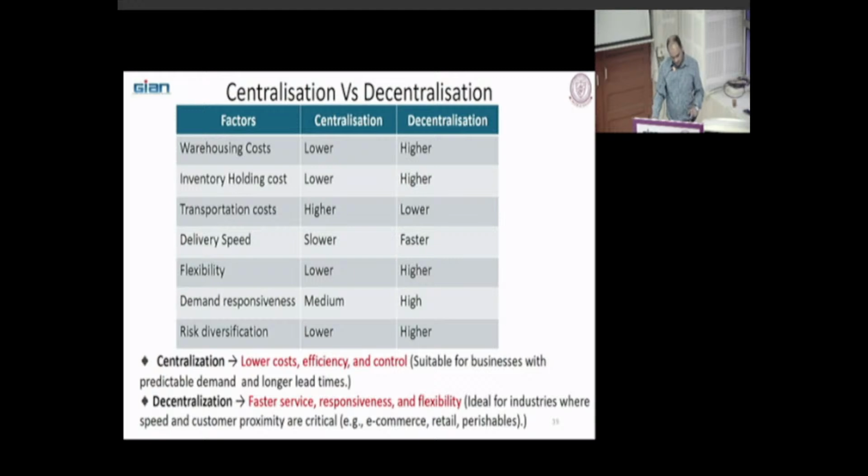Centralization lowers the cost and offers efficiency and control. It is suitable for businesses with predictable demand and longer lead times. If your demand is predictable, deterministic, and there is no problem with the lead time, like in our case, 30 days, that is a good amount of time. You can move the products from one point to another. But for decentralization, when you need faster service, responsiveness, and flexibility, for example in e-commerce, retail and perishables, you should go with the decentralization approach. Any doubts?